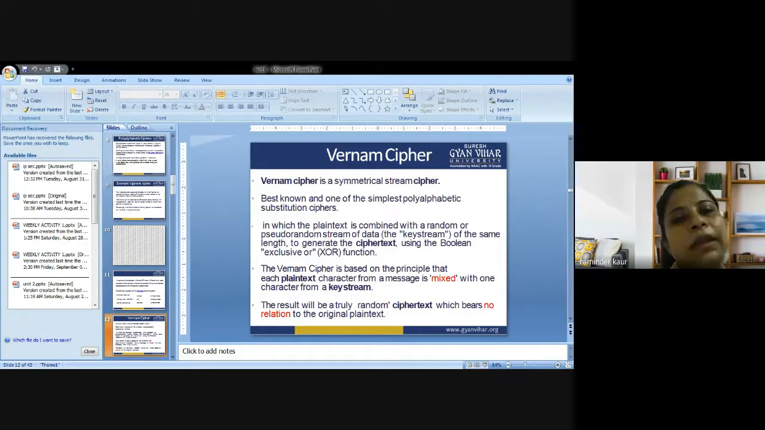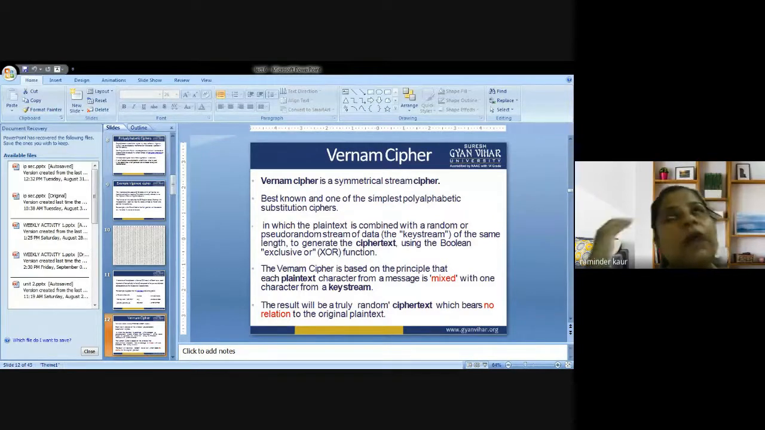Next is Vernam cipher in cryptography. What is basically Vernam cipher? It is a method of encrypting alphabetic text. Obviously, we are using the same techniques, but with different formulas, different techniques, different rules. So it is one of the transposition techniques.